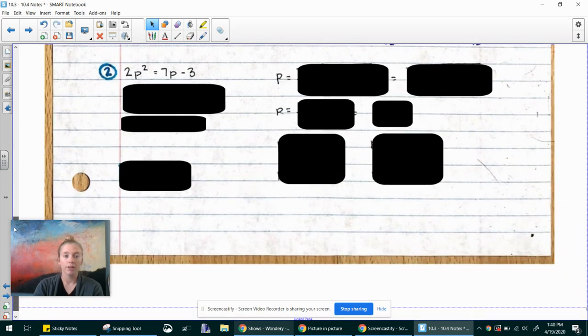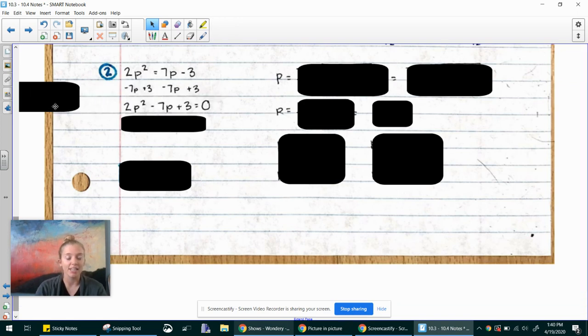Okay, let's look at another example. Here we have 2p squared equals 7p minus 3. This is not already in standard form. So we need to move 7p and negative 3 to the correct side of the equation, so it can also be set equal to 0. We're going to do that by subtracting 7p from both sides and adding 3 to both sides of the equal sign. And that gives us 2p squared minus 7p plus 3 equals 0.